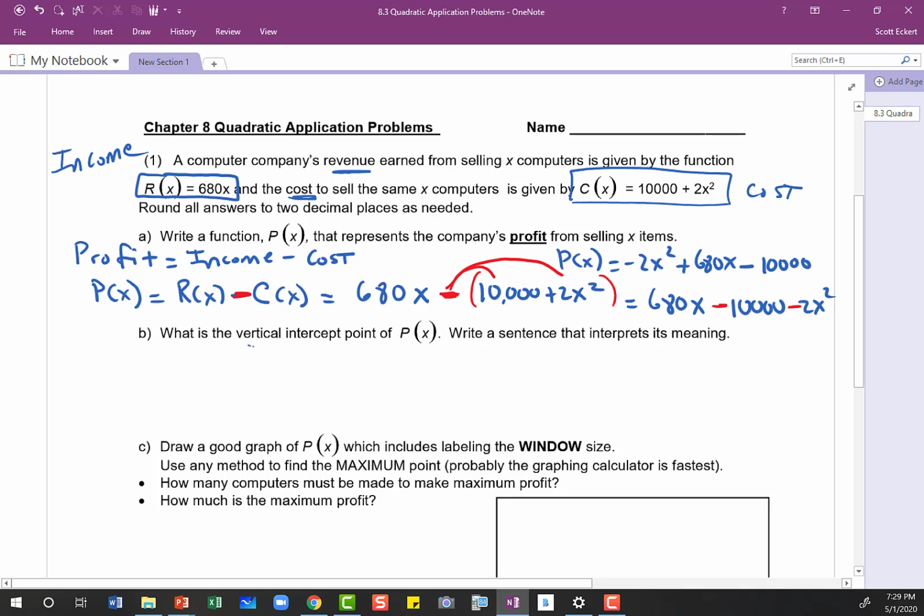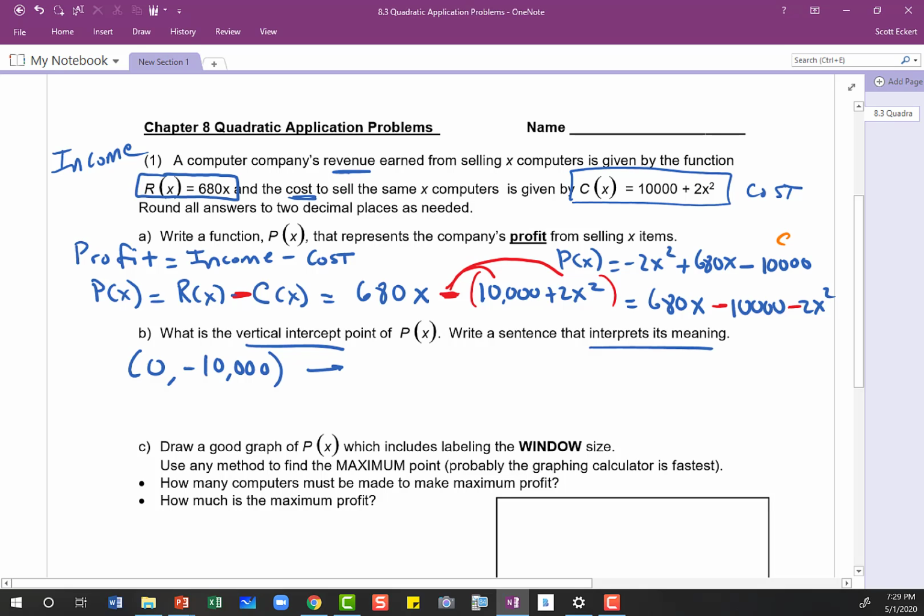Okay, the vertical intercept point. You might remember that the vertical intercept point comes from the number c. And we have c there. So our vertical intercept is 0, negative 10,000. And then they say, okay, let's interpret the meaning of this point.